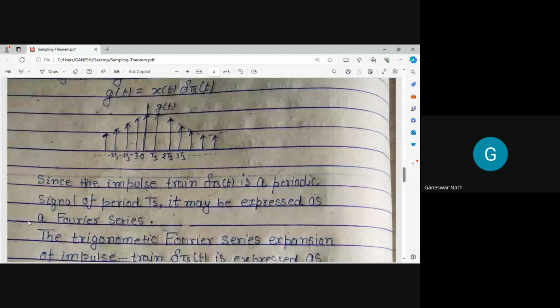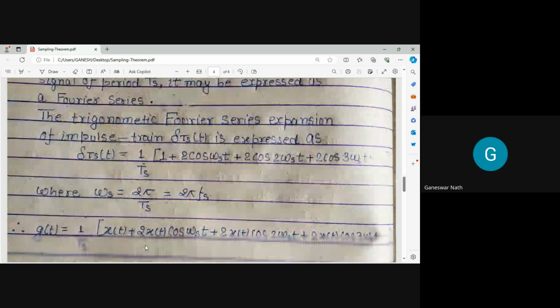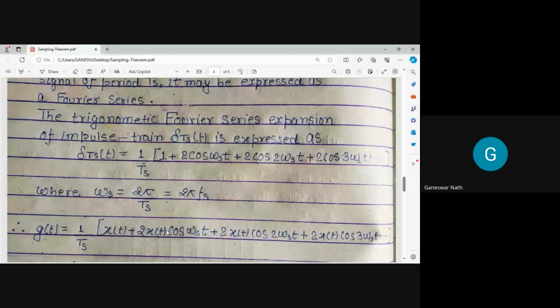Now, since the impulse train delta ts is a periodic signal of period ts, it may be expressed as a Fourier series. The trigonometric Fourier series expansion of the impulse train delta ts t is expressed as 1 plus 2 cos omega s t plus 2 cos 2 omega s t plus 2 cos 3 omega s t, and so on, where omega s is equal to 2 pi by ts, which is nothing but 2 pi fs.